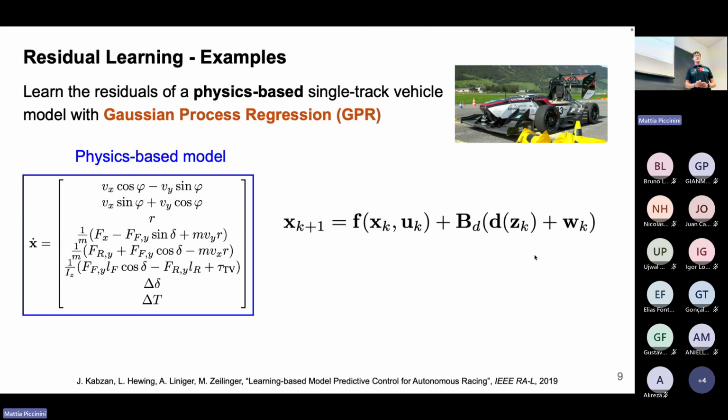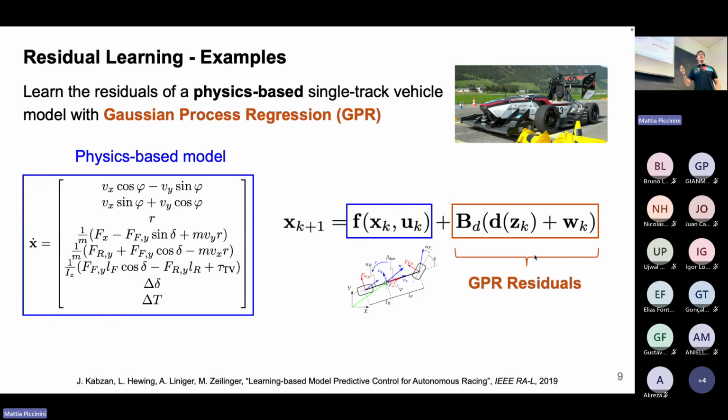So they said, okay, let's use this model. Do not throw it away. Single track model is F, what we call F, with in this case 8 states. And then they said, okay, let's use a Gaussian process regression, GPR, to learn its residuals based on real world data. And GPR is something that combines basically Gaussians as basis functions, learns to combine Gaussians to obtain a better fit to your data.